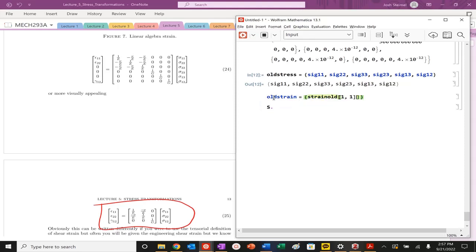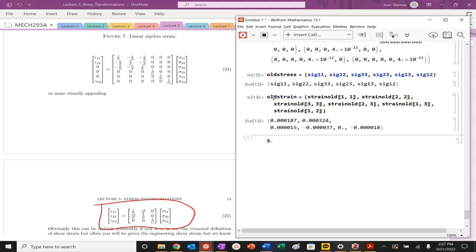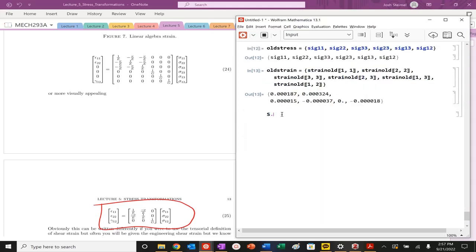So our strain old, we can put that into 1/6 as well. We can start to take a peek at these materials. So old strain is going to be strain old 1, 1, and then strain old 2, 2, strain old 3, 3. Again, strain old. You're getting the picture now. So 2, 3, strain old 1, 3, strain old 1, 2. And then now we're cooking.